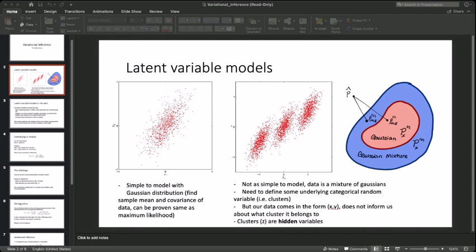But I think the key thing is that a mixture Gaussian is not just a sum of Gaussians, which is the point that I wanted to highlight.